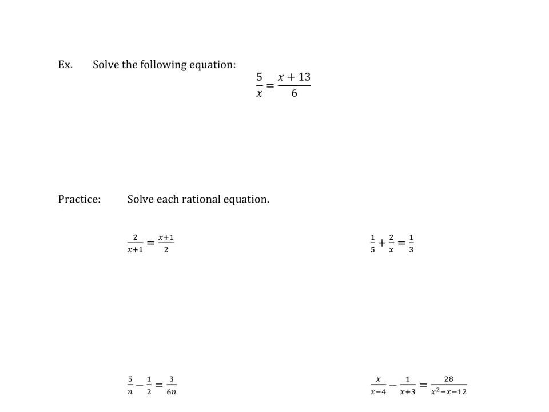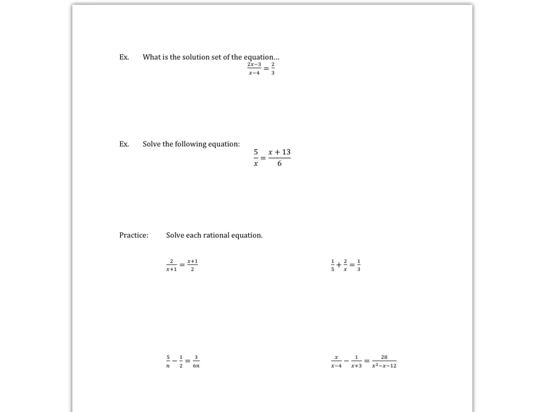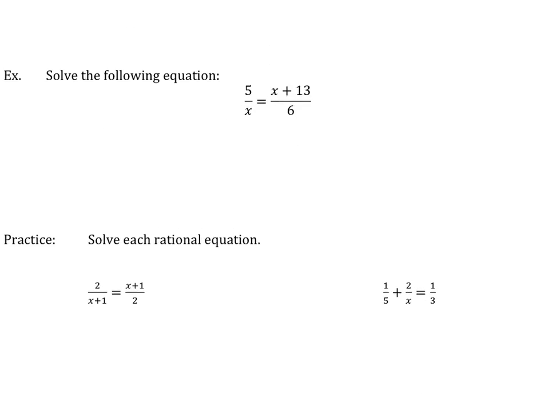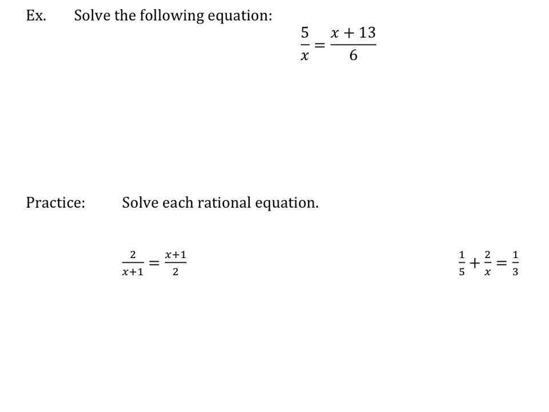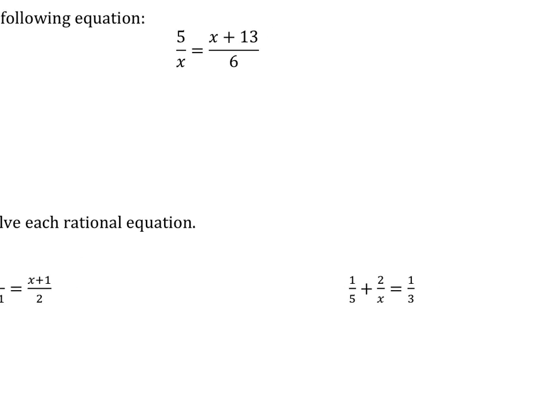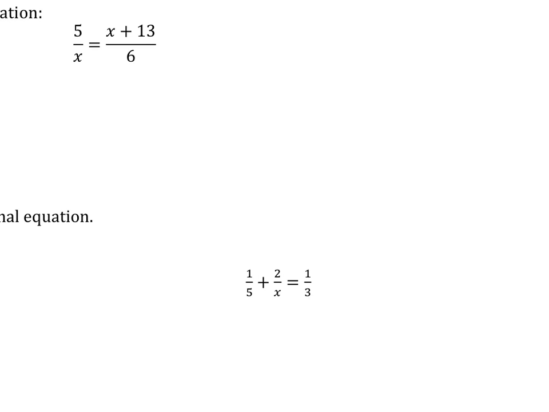So just to zoom out so you can see, this is the second example on the back of the notes. It's the one that says solve the following equation, and we have these two fractions. We've got 5 over x equals x plus 13 over 6. And we're not going to treat this any differently than we have any other question so far, but it's going to change when we get towards the end of it. So you'll see what I mean by that.